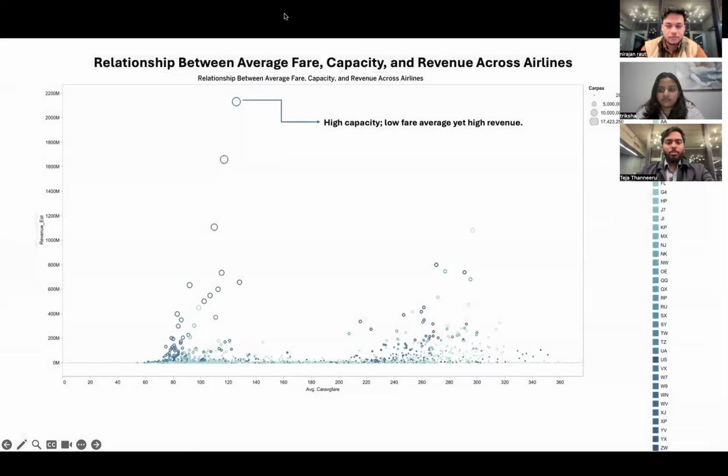If you look at the next slide, this scatter plot shows the relationship between average fare, passenger capacity, and total revenue. On the x-axis we have fare, on the y-axis we have revenue, and bubble size represents capacity. The big insight here is that large bubbles, meaning higher capacity, often correlate with higher revenue, even when fares are moderate. So it's not high prices that drive revenue, it's how many passengers an airline moves. This was the first chart that really started shaping our main conclusion about scale being more powerful than price.